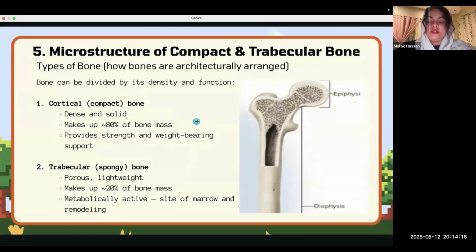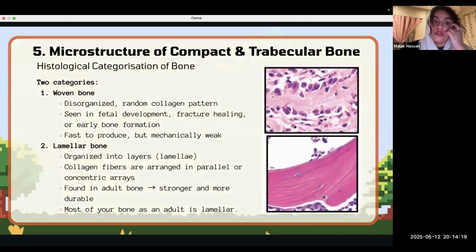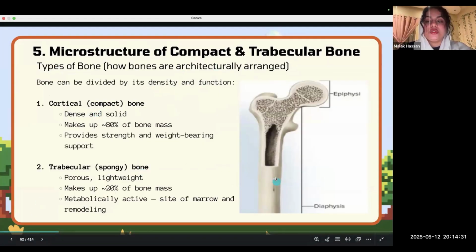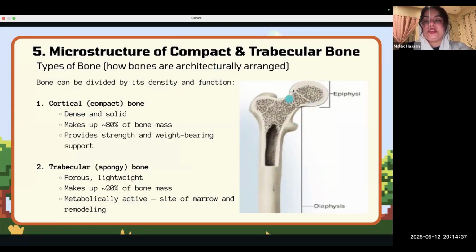We divided bone histologically. Now let's talk about it from an architectural, organ-like point of view, by density and by function. We have cortical or compact bone, and trabecular or spongy bone. This is cortical bone in the diaphysis, and here you have the epiphysis, a thin layer of cortical bone with trabecula on the inside. Cortical bone is very dense and solid, makes up most of your bone mass, and provides strength and support.